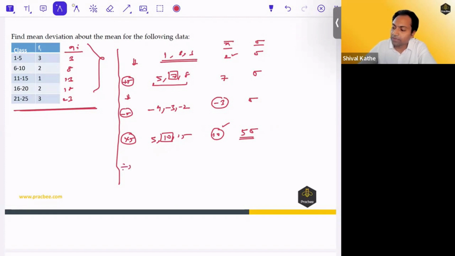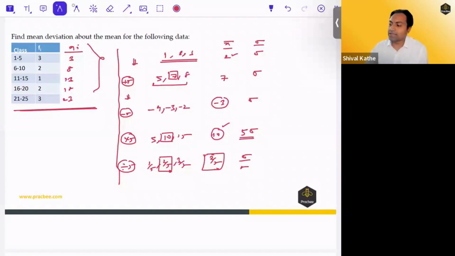And if I divide by 5, it becomes 1 by 5, 2 by 5, and 3 by 5. So you can see that your mean has also become 1/5, and your sigma will also become 1/5. So if we add something or subtract something, your sigma doesn't change. But if you multiply by something, it becomes that many times. If you divide by something, it becomes that many times smaller. And this is a very important property because we are going to use it to simplify our calculation. And direct questions are asked on this idea.